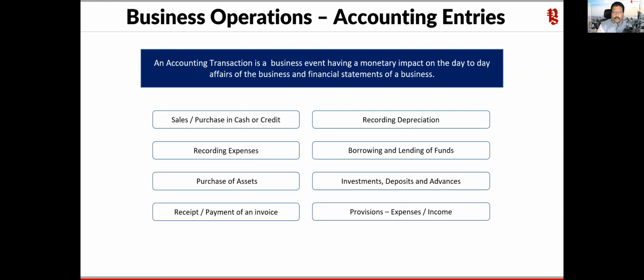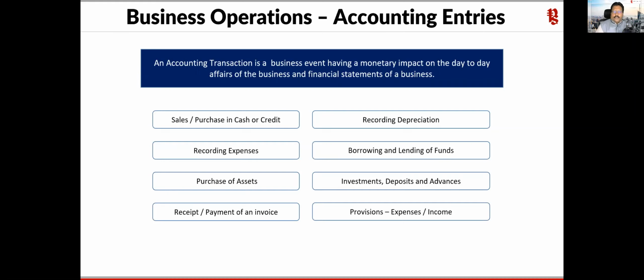So I hope the session has given you clarity on what the operating expenses are that companies need to incur on a regular basis. We saw different types of expenses which the company needs to incur for running their business. And also we saw in this slide what the accounting transactions are, and what types of transactions we need to start capturing in our books of accounts. So I hope this has given you more clarity.